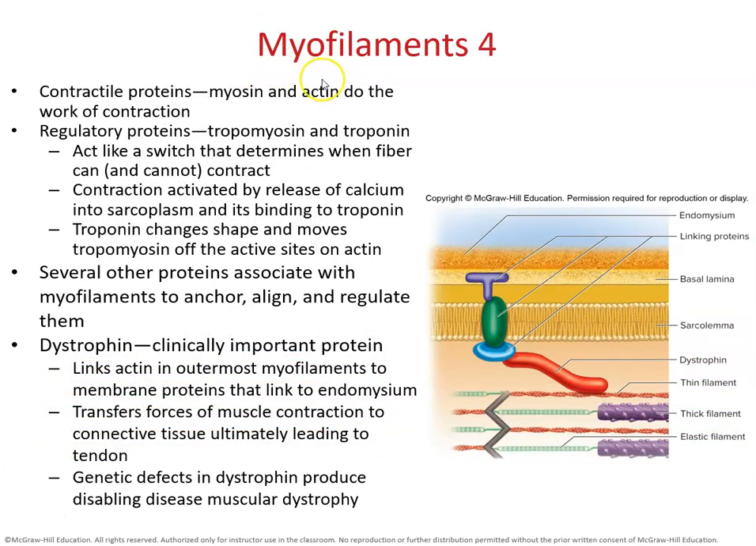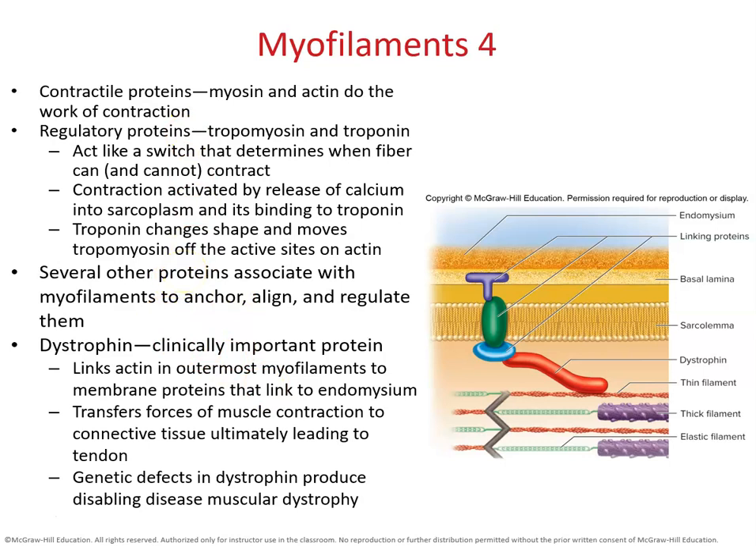Okay, so actin and myosin are the two proteins that interact to do a muscle contraction. Tropomyosin and troponin are the things that regulate muscle contraction. So we have muscle contraction when we want to and don't have muscle contraction when we don't want to. And then we have several other proteins that help out.